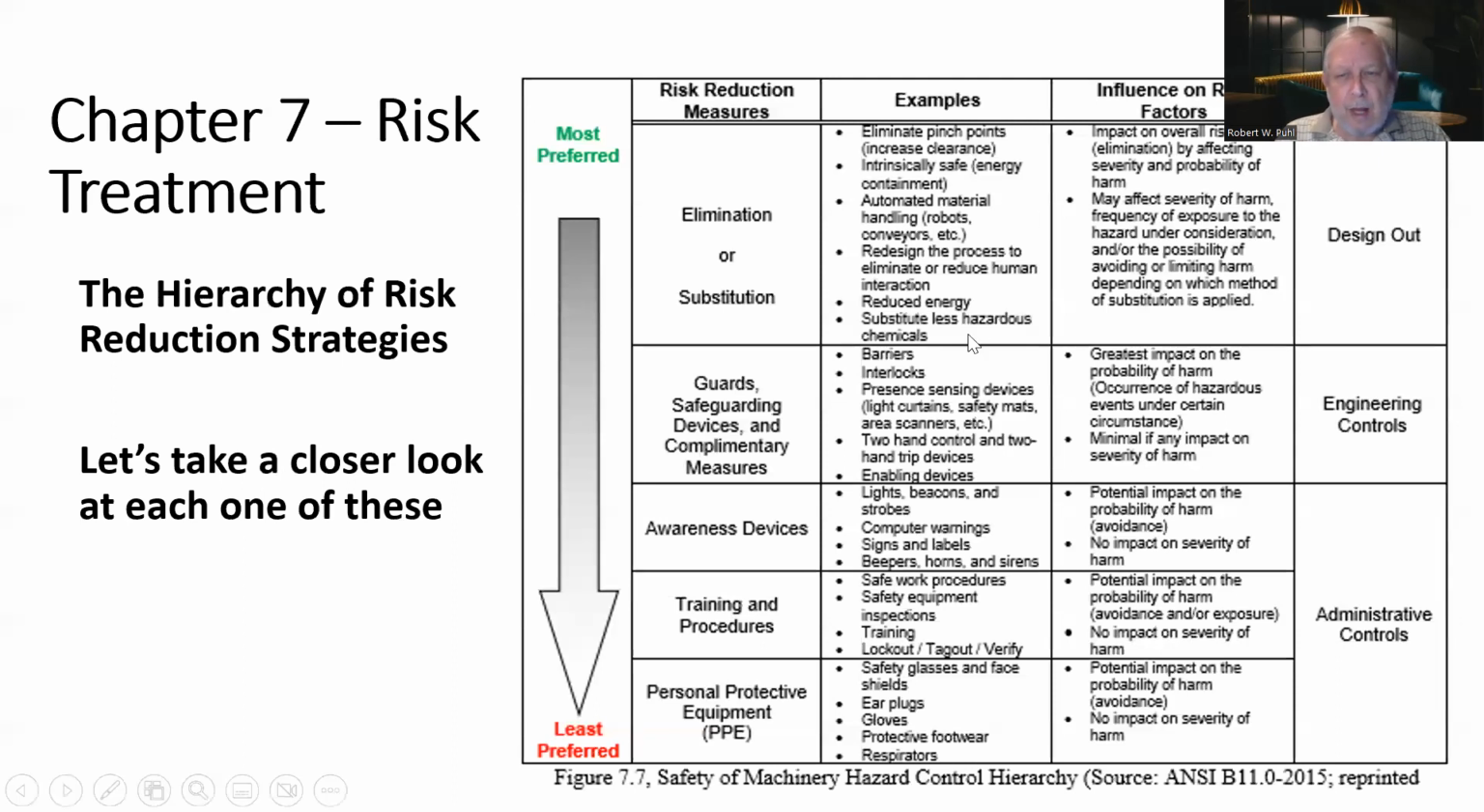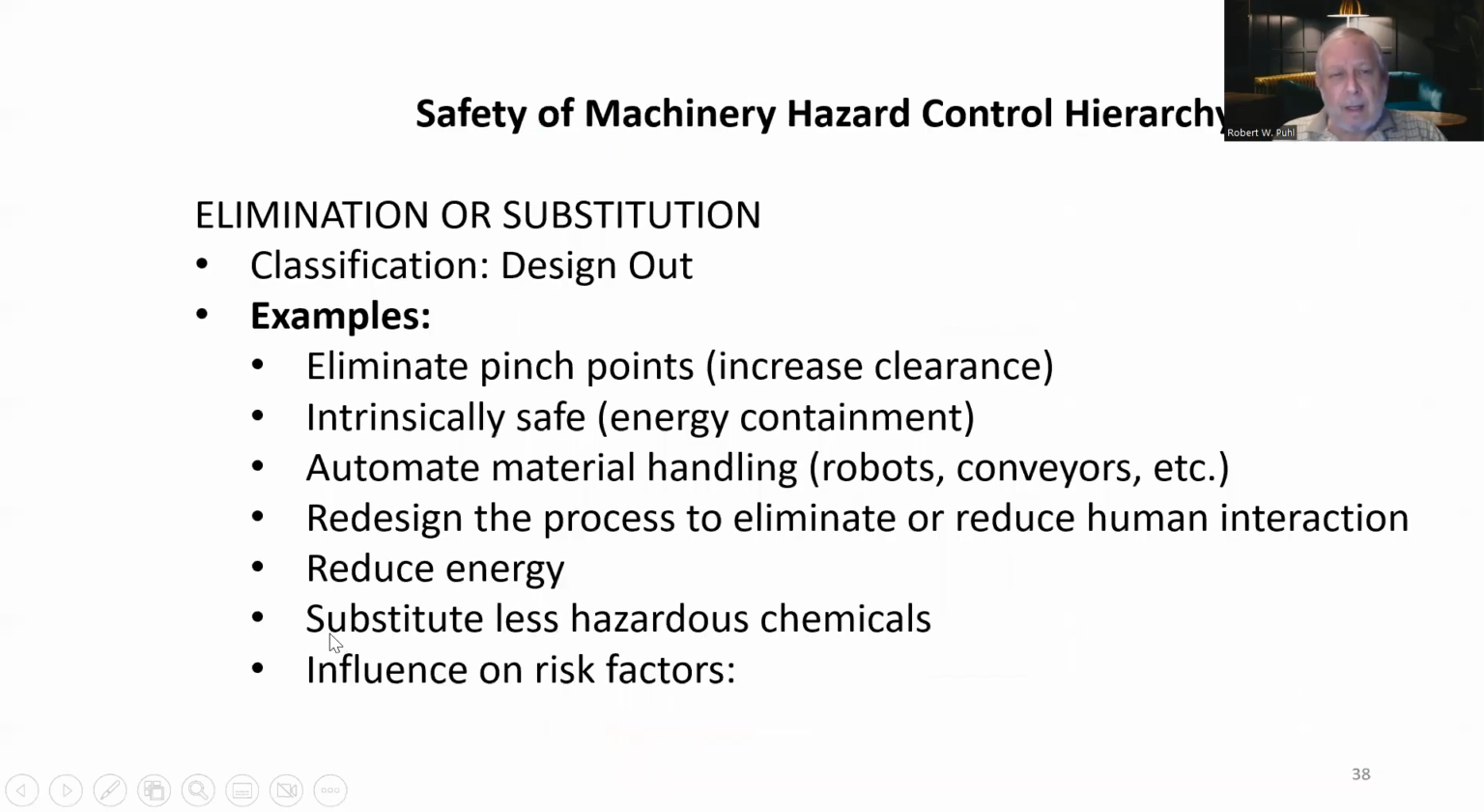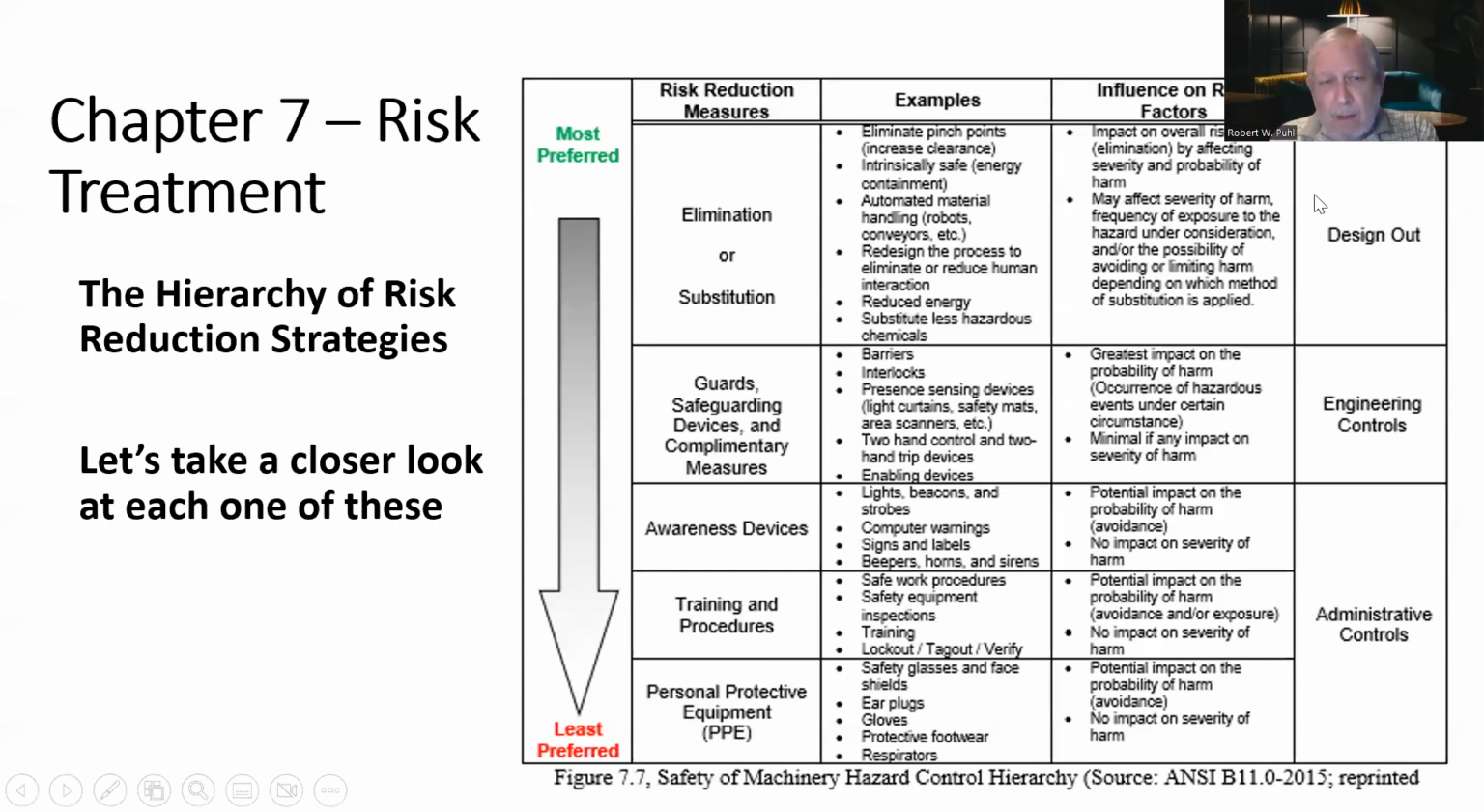Hierarchy of risk reduction strategies. Instead of looking at this chart and trying to read all these little things, I'm going to look at it here one at a time. Now, this is elimination or substitution. I'm going to go backwards a little bit. See what they've done here. They've got their risk reduction measures, examples, influence on risk factors, and a classification. They're calling elimination or substitution design out. They're calling guards, safeguarding devices, and complementary measures engineering controls, and everything else they're dumping into administrative controls.